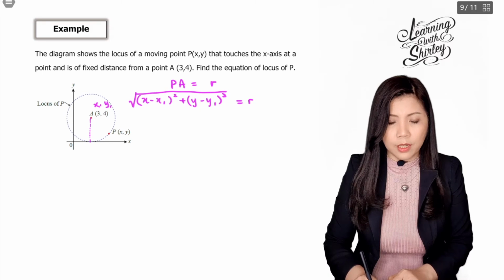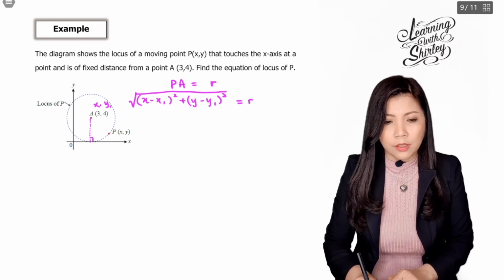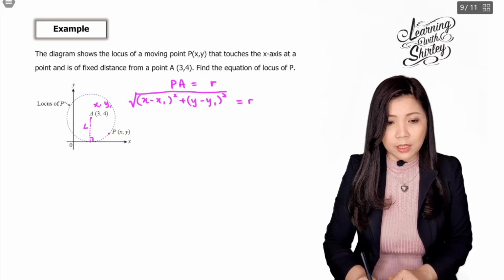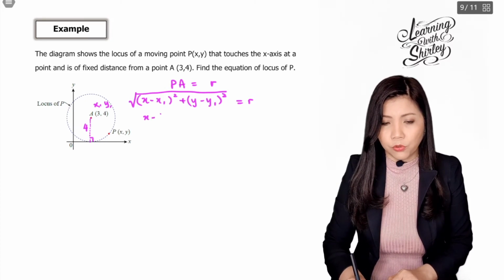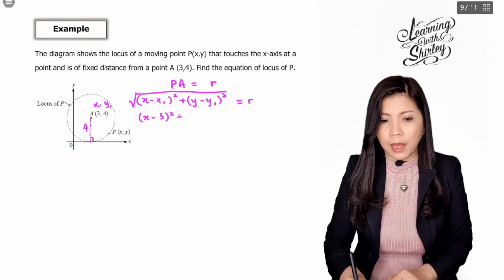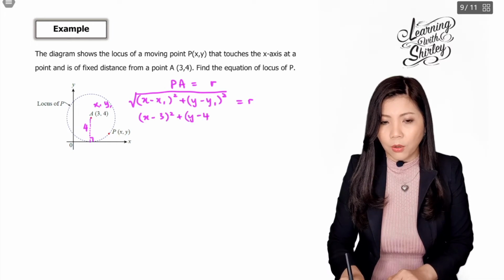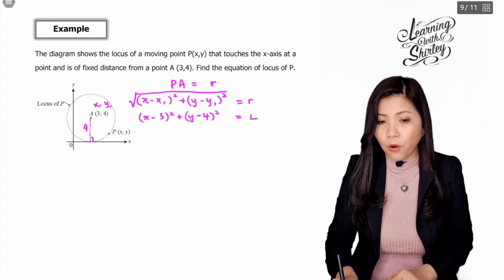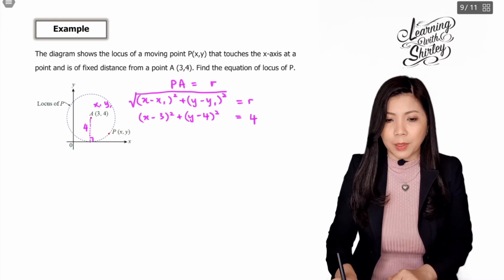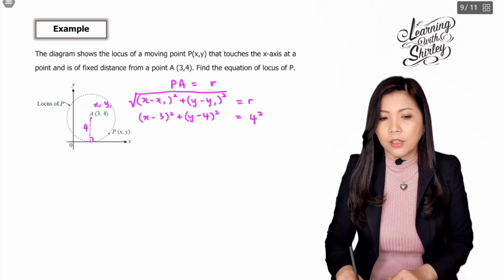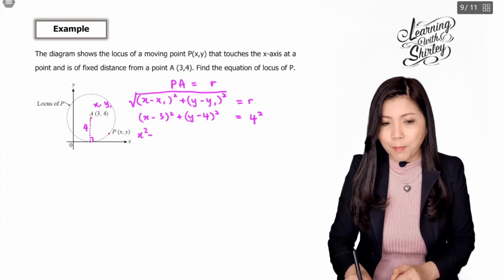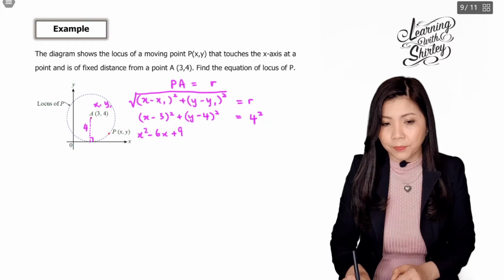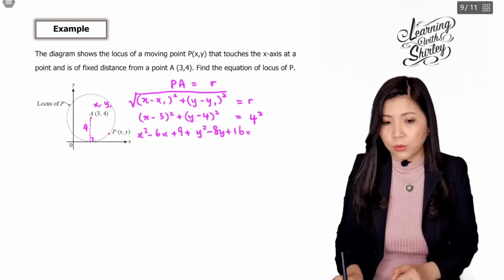Okay, so for this, because it's 90 degrees, the radius R is 4. So it'll be (x - 3)² + (y - 4)² = 4, and then the square root I shift over to the right side becomes square. Now I'm going to expand all the brackets. So it'll become x² - 6x + 9 + y² - 8y + 16 = 16.